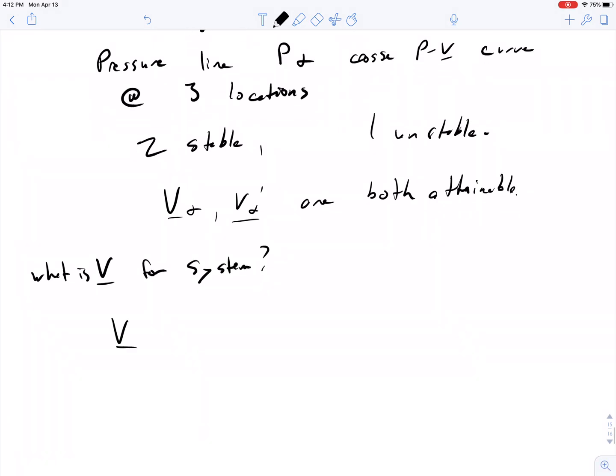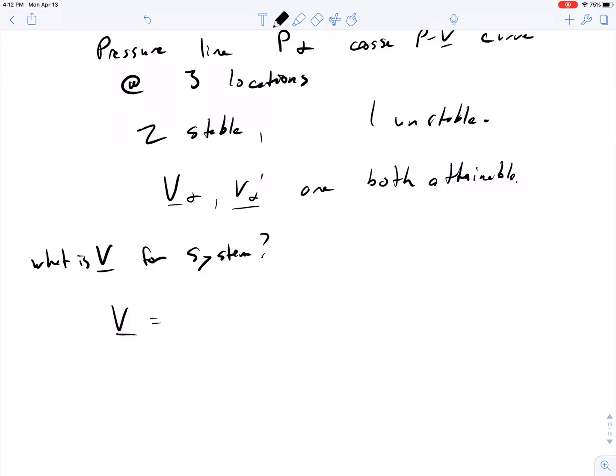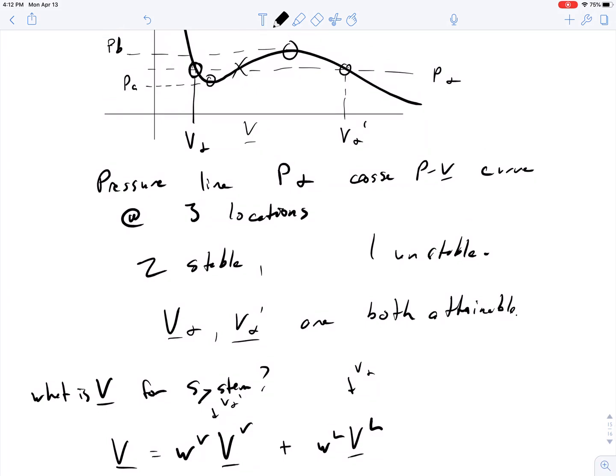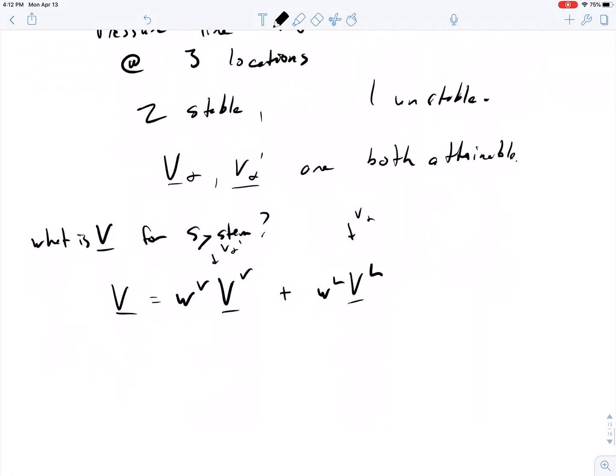So we have this overall volume is going to be equal to the fractions of mass that's in each of them, or the fractions of the distribution that's contributing to these. So we're going to have WV times the specific volume of that vapor phase plus WL times the specific volume of the liquid phase. So this would correspond, of course, in our diagram, to V alpha, and this would be V alpha prime, because a very low volume would be very high density, and that would be liquid, and then the opposite for the vapor, which would have a very high specific volume, a very high region of occupancy for the material.